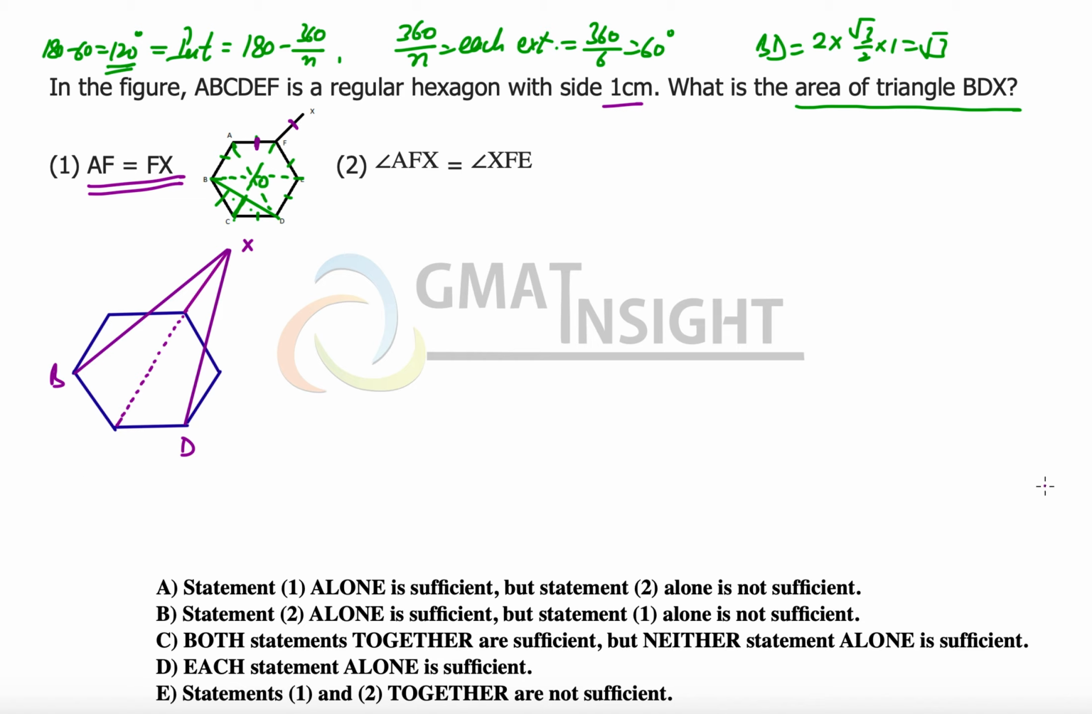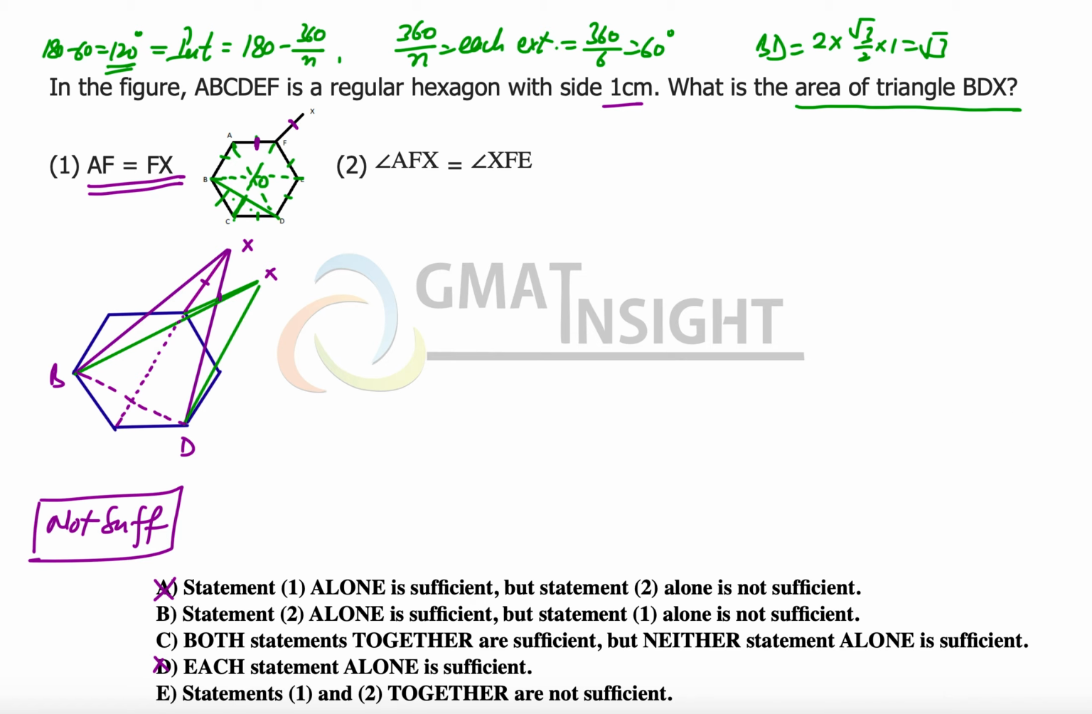This is one possibility, but the question does not mention where exactly point X is. At the same time, we could draw another possibility as well, a line such as this, because the same length line can be drawn here as well. Then the areas of these two triangles will be different, because the height in this case is greater while the height in the other case is smaller. Therefore we can say that the first statement alone is not sufficient, because we don't know the height of this triangle BDX. So option A and option D are out. We are left with 3 options, B, C and E.